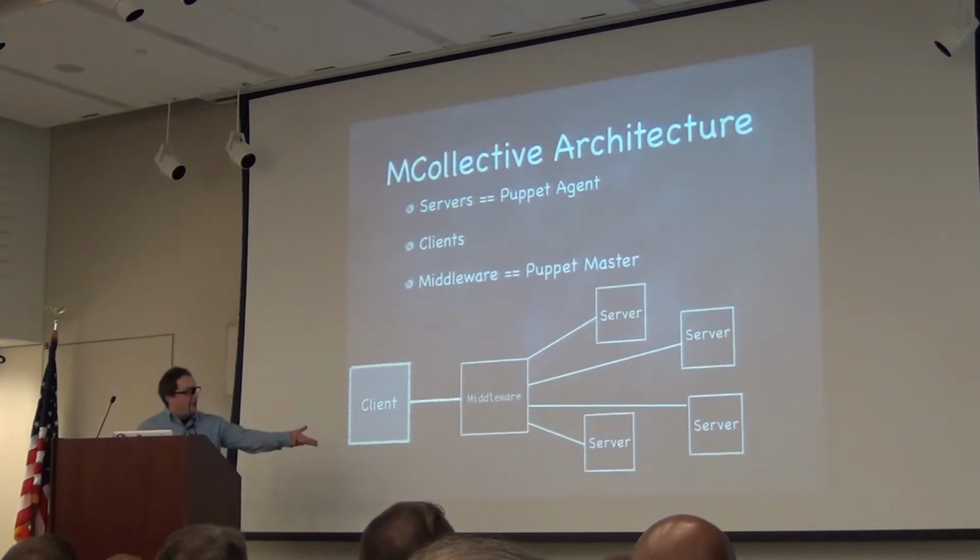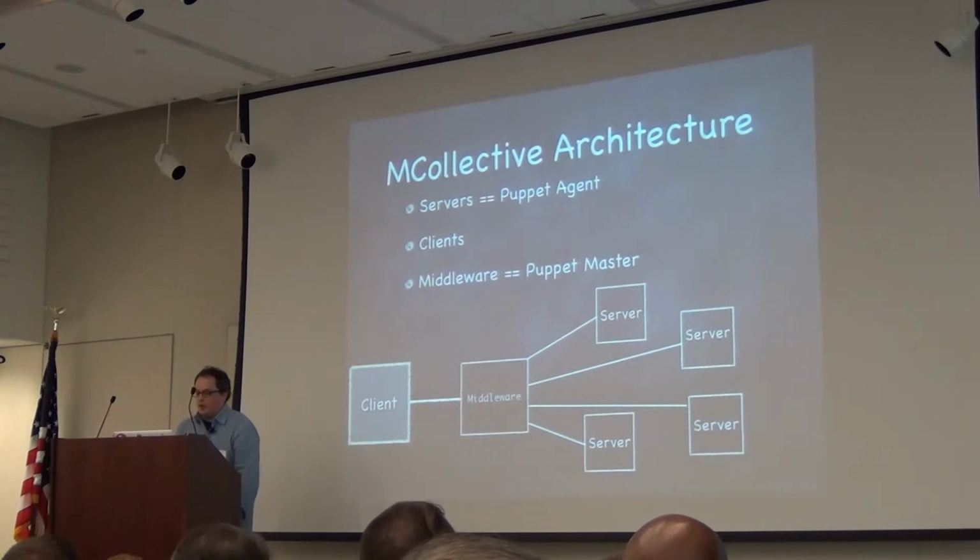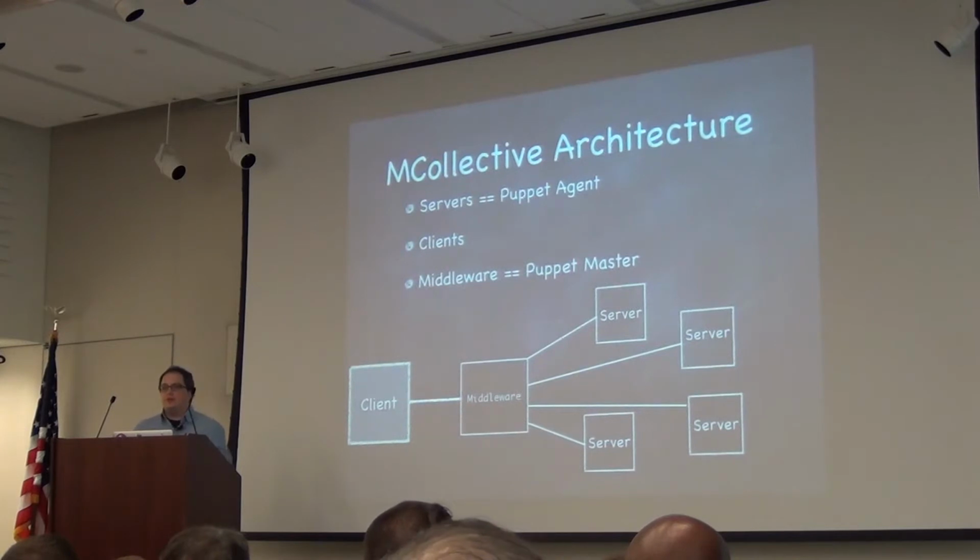Okay. Yeah, and the good thing about the middleware node is it can get installed on your Puppet master for easy management of security. So if you are setting up MCollective, and you're worried about the security, you can set up your middleware node as your Puppet master, and you can reuse all the SSL certificates provided by your Puppet master.